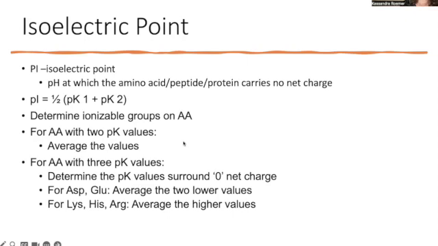For asparagine and glutamine, which are charged amino acids, you take the average of the 2 lower values, and for lysine, histidine, and arginine, which are positively charged, you take the average of the 2 higher values. But overall, know how to calculate the isoelectric point and how to determine ionization states of proteins. I'm sure this will be pretty important for your exam.